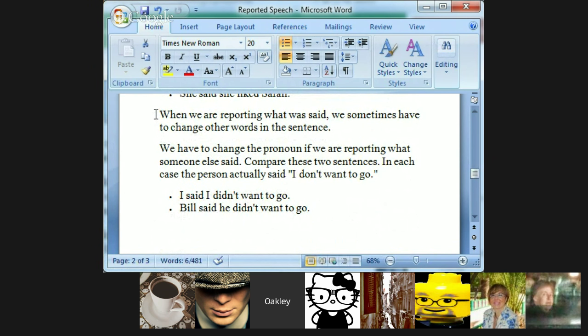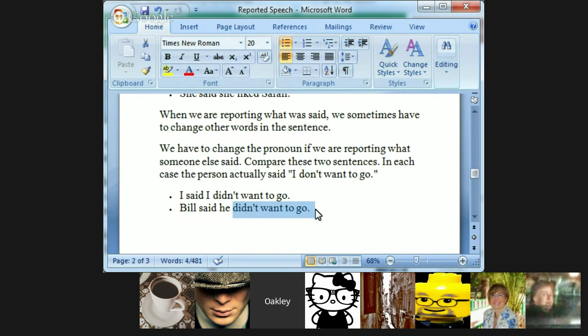All right, and then we've already been talking about this, changing pronouns and so on. We have to change the pronoun if reporting what somebody else said. The person actually said, I don't want to go. And the first one, I said I didn't want to go, because you're reporting what you said. And yes, you can report your own speech. Bill said he didn't want to go. You can't keep this one the same. You can't say Bill said he don't want to go. He doesn't want to go. Well, yeah, you can. Bill said he doesn't want to go. Now, I could say that if I know it to be still true.